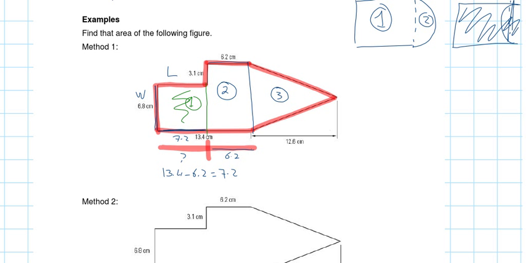And don't ever count on the drawing, because people can draw shapes and they're not to scale. So don't count on it. Make sure that you get your math done first. So length and width. If I'm looking for area 1, that's length times width, which is 6.8 times 7.2, which is 48.96.